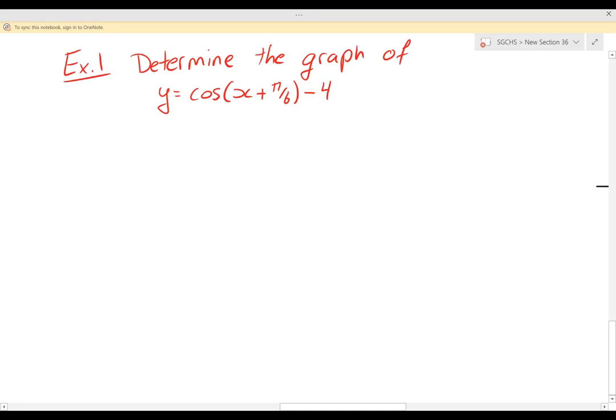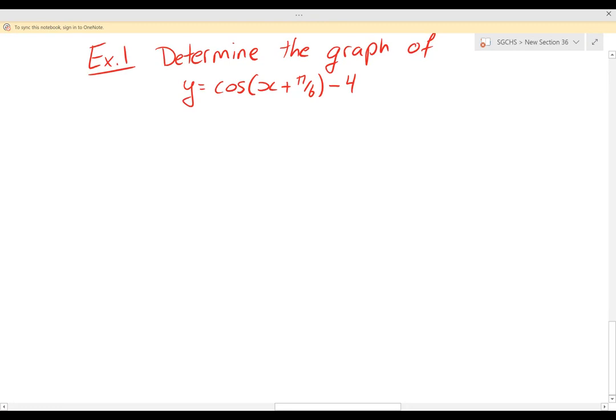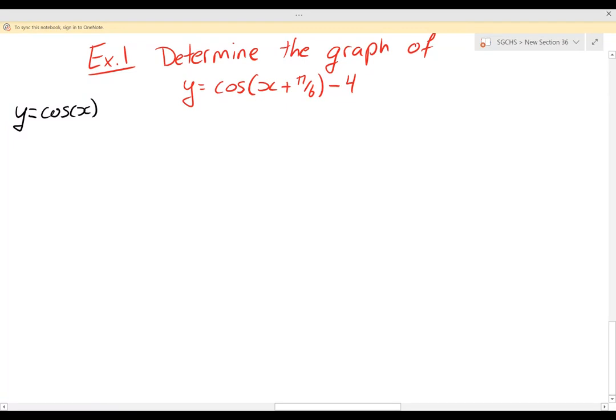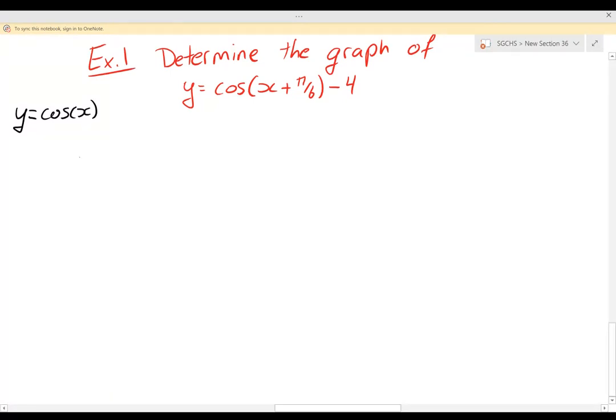So here we're asked to determine the graph of cos(x + pi/6) - 4. Now, in order to do these types of questions, it's usually really useful to understand what the base equation of y = cos x looks like. I have other videos on my channel that go over simple tools and things to remember to graph a cos x equation.